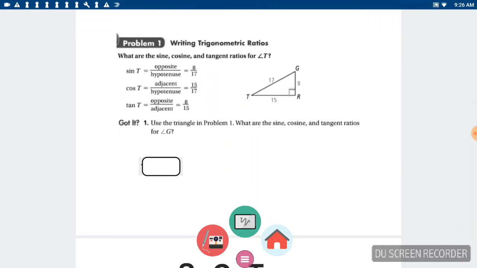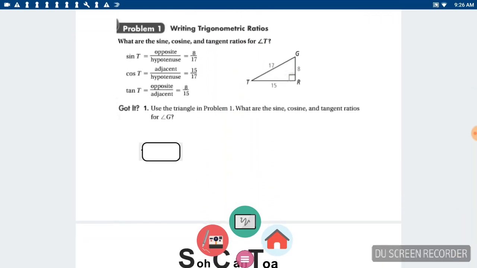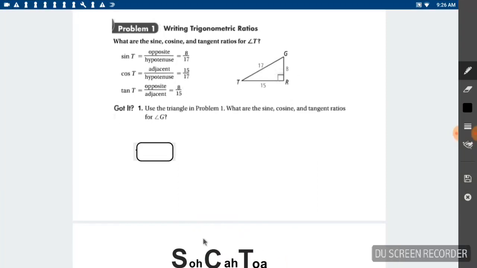All right. First problem is not even solving for anything, just recognizing what's happening. So check this out. What are the sine, cosine, tangent ratios for this angle T? So now you can see what's up. Angle T is right here. So the opposite side to T is 8, and the hypotenuse is 17. So there you go. The sine of T is 8/17, the ratio of opposite to hypotenuse.